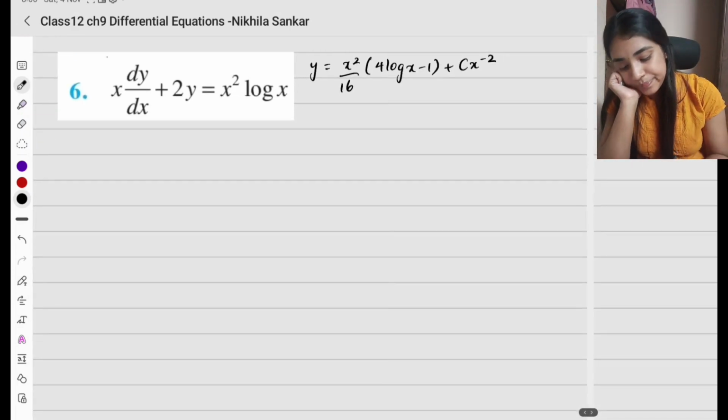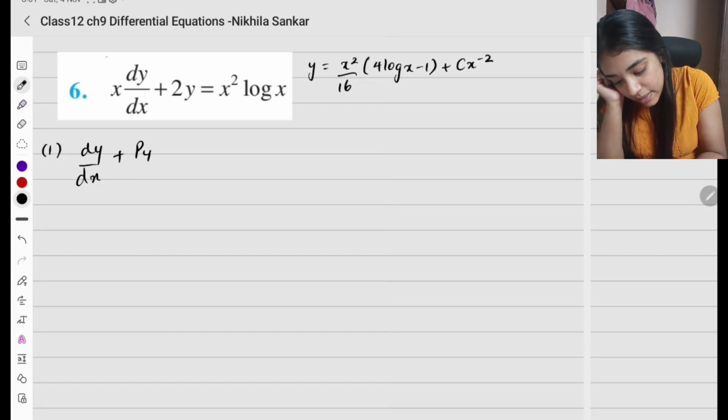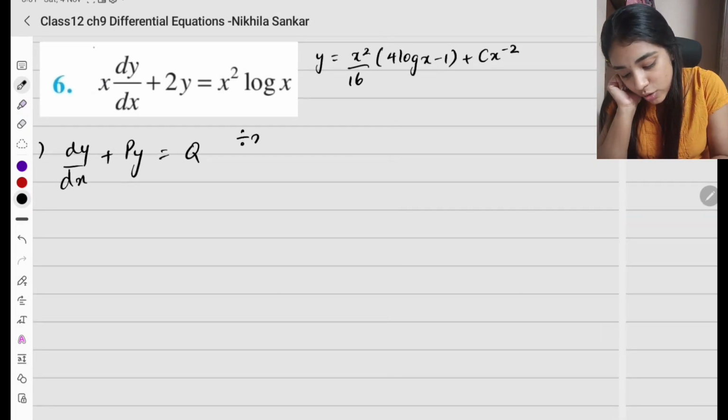Question number 6. So again, first step என்ன? dy by dx plus py equals q, அந்த மாதிரி formula இருக்கான்னு பார்க்கணும். அந்த மாதிரி formula இருக்கா? இல்ல. So I have to divide the whole equation by x. So what do I have?